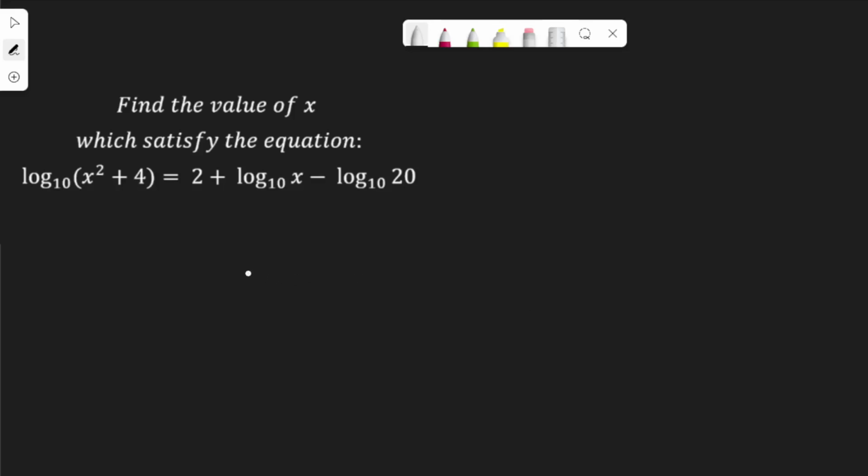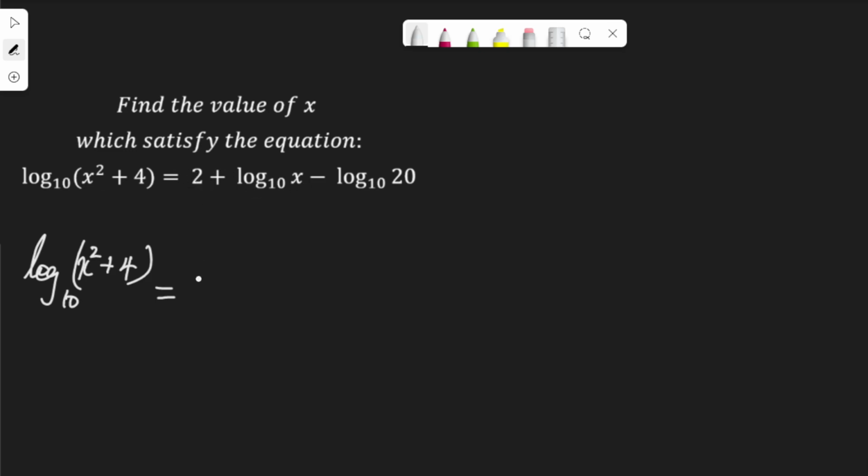In this video, we are going to solve this log question. It says find the value of x which satisfies the equation log (x squared plus 4) to base 10 equals 2 plus log x to base 10 minus log 20 to base 10. If I have log (x squared plus 4) to base 10 equal to 2 plus log x to base 10.